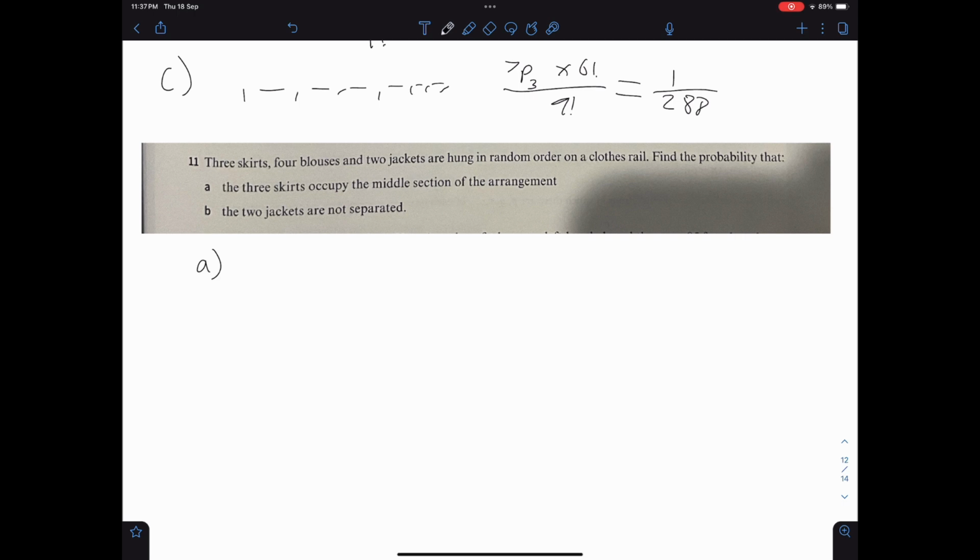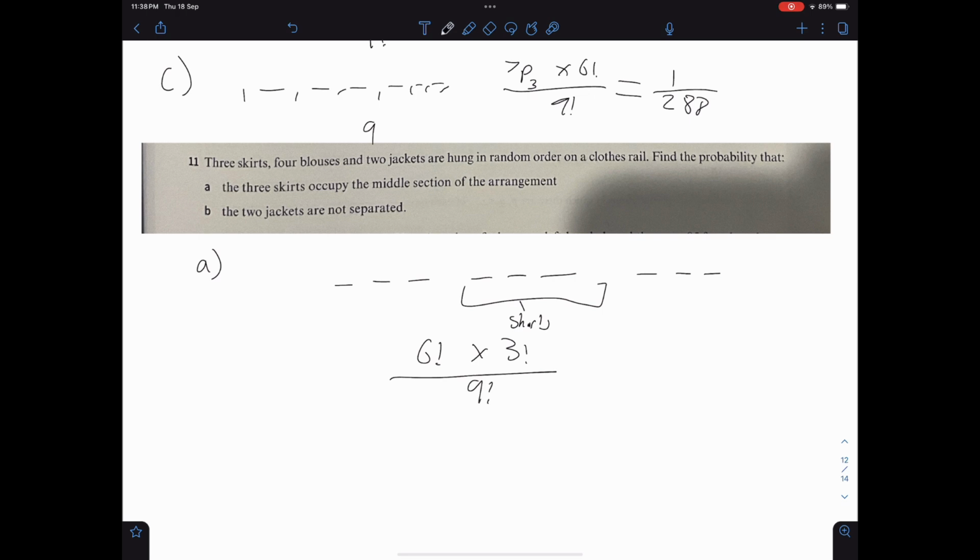So we'll just move on to another one. Okay, 3 skirts occupy the middle section of the arrangement. We've got 3 skirts, 4 blouses, 2 jackets. That's 9 things in total. Right, so 1, 2, 3, 4, 5, 6, 7, 8, 9. We want this to be skirts only. So essentially you've got 3 factorial of them in there, then the 6 factorial just goes around on the end. And then we'll divide that all by 9 factorial.